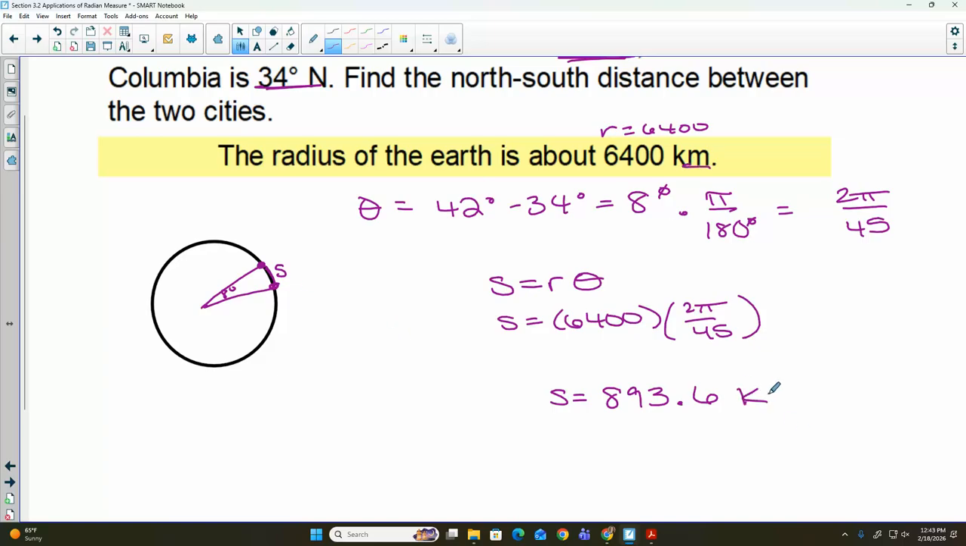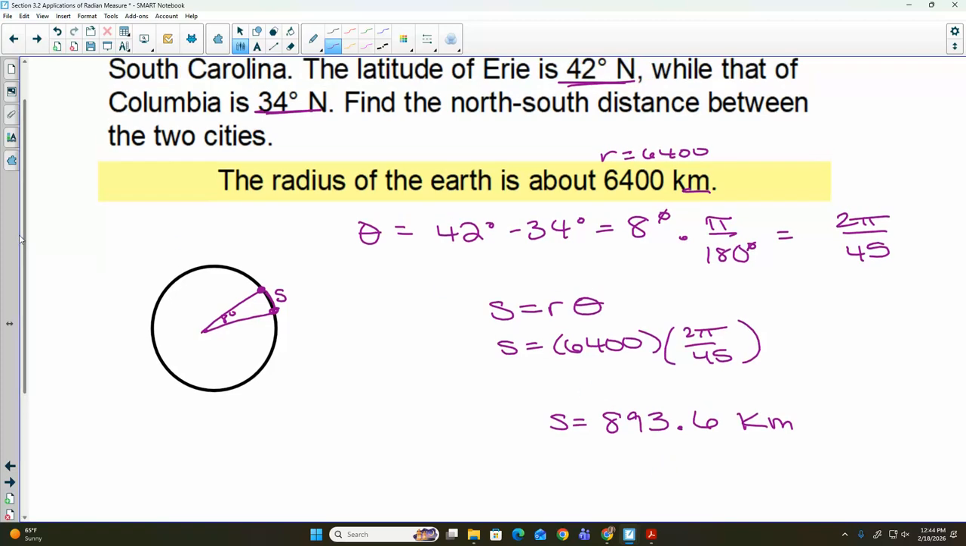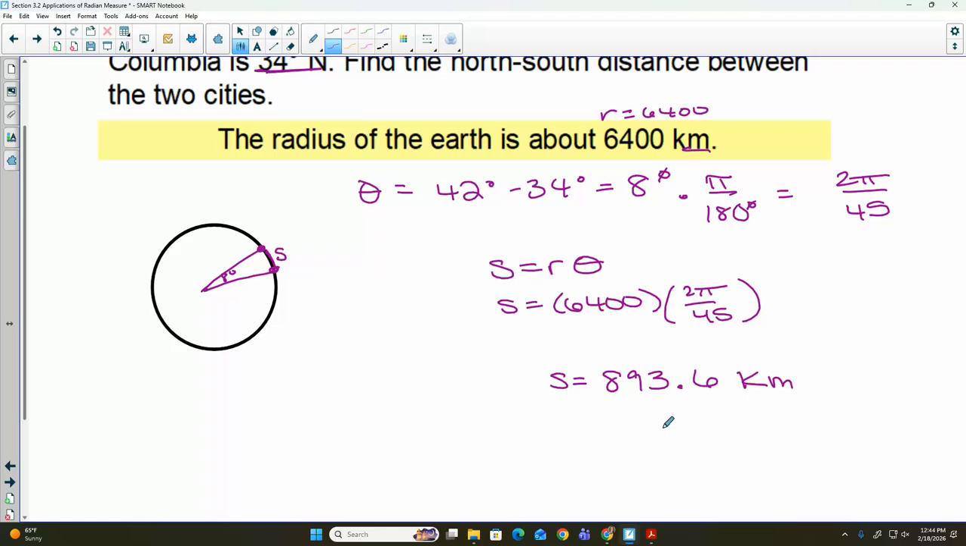R and S always have the same units. If I told you significant digits, let's refresh that. How many significant digits did I give you in the problem? 2. So if I rounded this to 2 significant digits, it would be 890. So never a bad idea to review those significant digits as we go through. Any questions there?